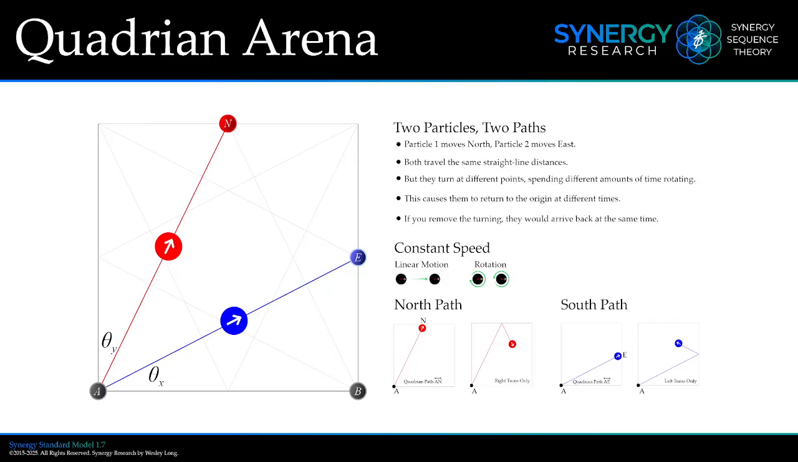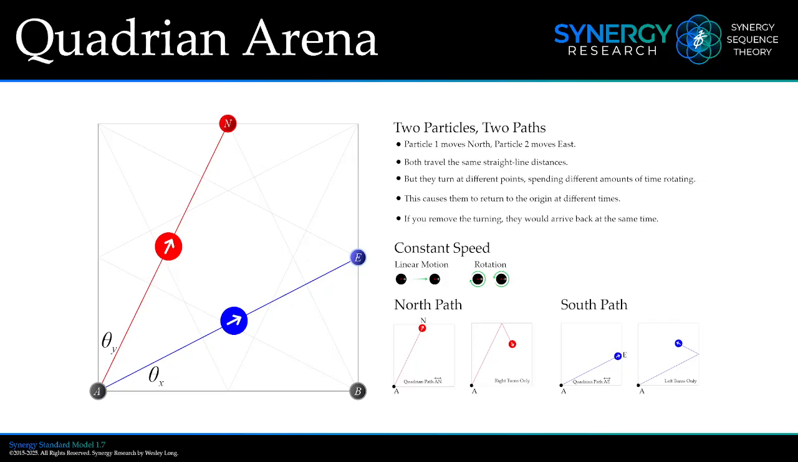Now look at the section labeled constant speed. It shows two types of motion, linear and rotational. Even though both particles move at the same overall rate, one spends more time spinning, and that is what causes it to arrive back at the origin later. It's a geometric time dilation, born not from velocity, but from angular behavior.